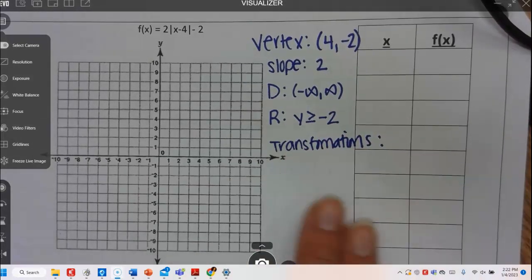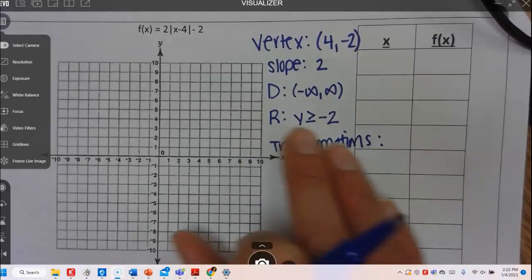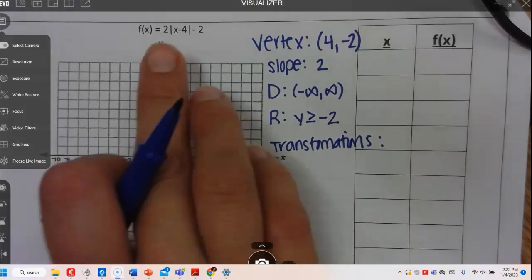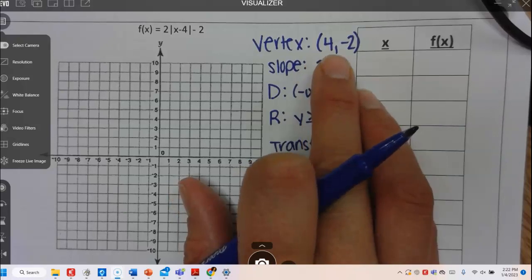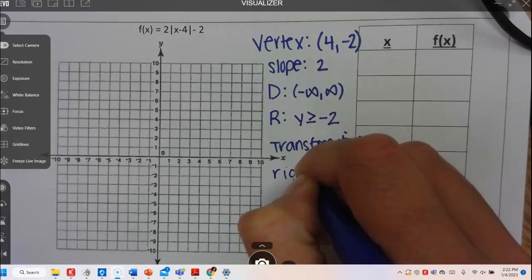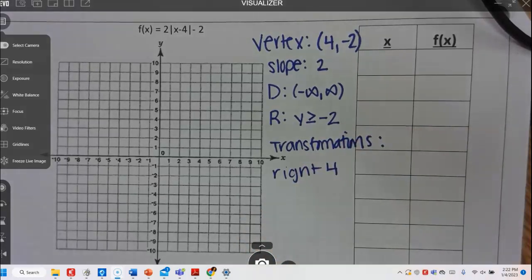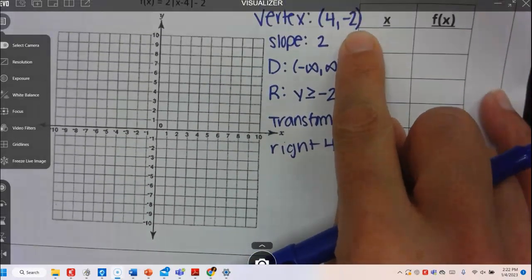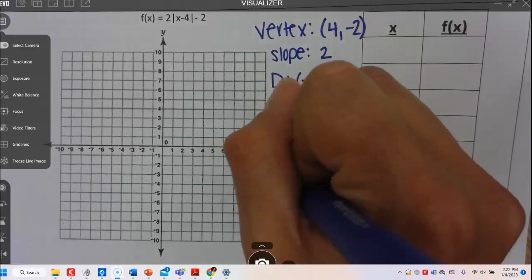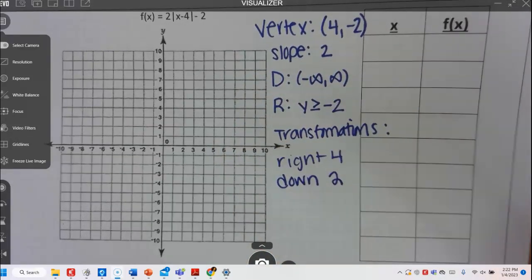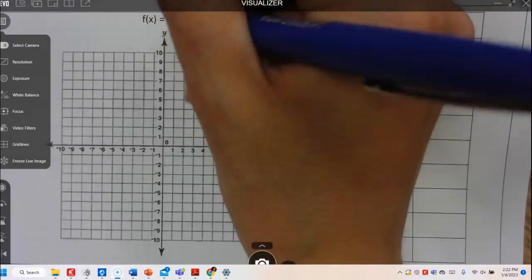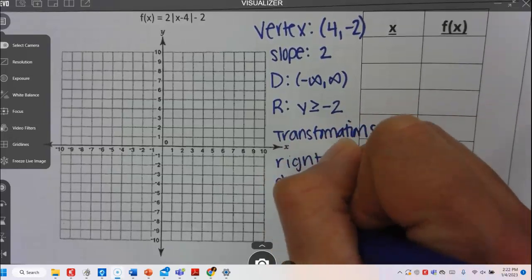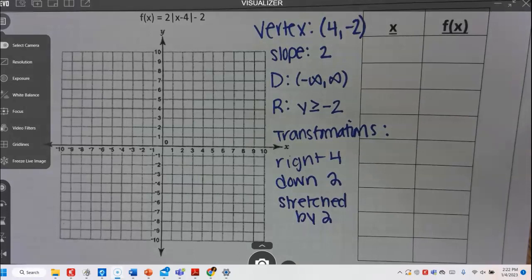The last thing I want you to be able to do is to tell me what all of this means in words. So that's what we just did on the warm-up. What does a positive 4 in my vertex mean? That means that this graph went right 4 units from the origin. The -2 tells me that it went down 2 units from the origin. And the +2 on A is that this graph is going to be stretched by 2. It's going to be more narrow.